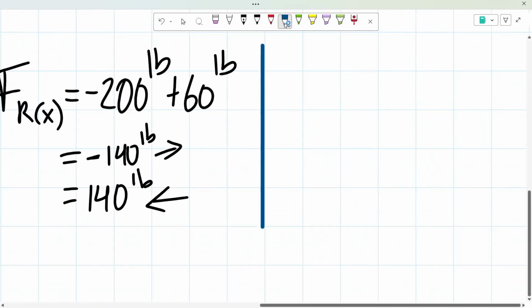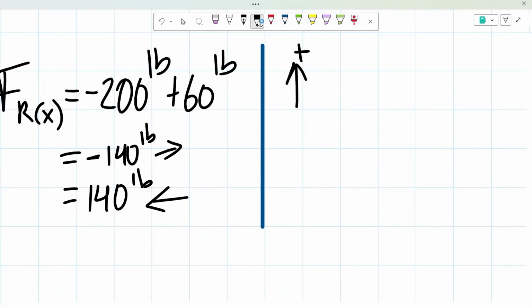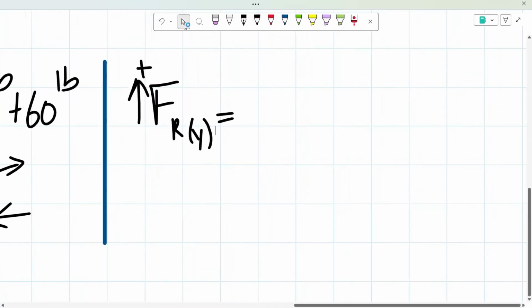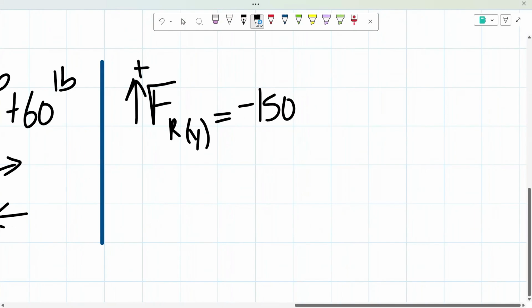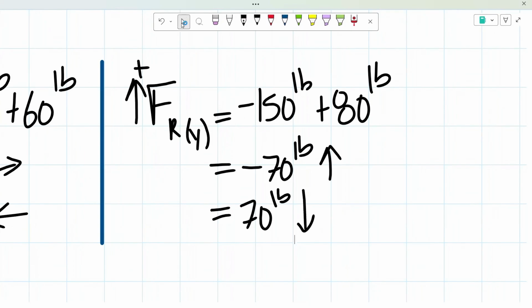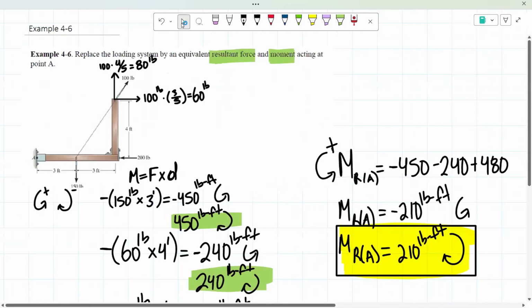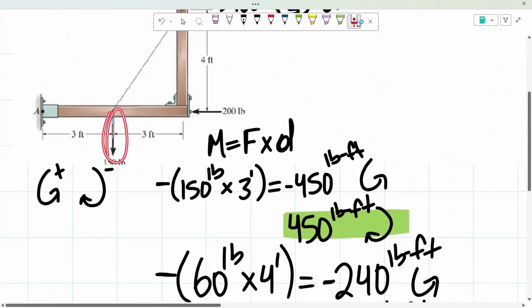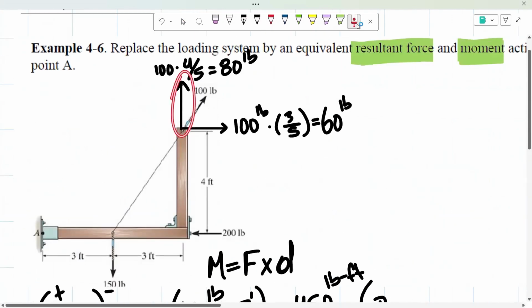Now for our Y forces, we know that upwards is positive, so our forces in the Y direction equal negative 150 pounds plus 80 pounds. That gives us negative 70 pounds acting upwards, which is the same as 70 pounds acting downwards. Remember, that was our 150 pounds going downwards and our 80 pounds going upwards.